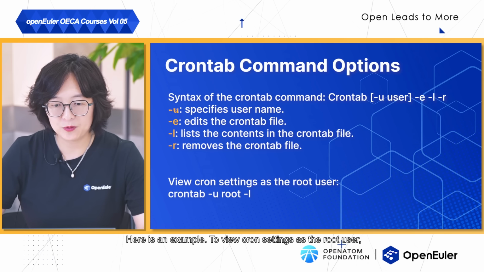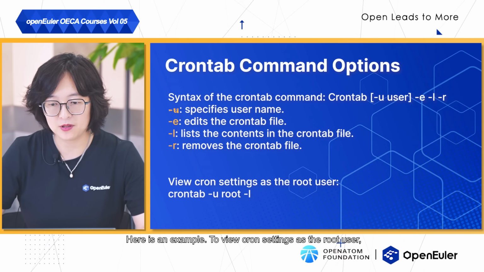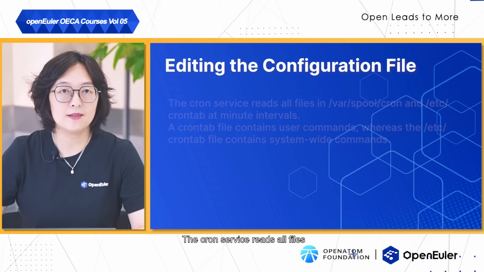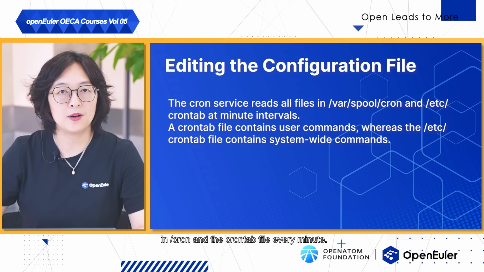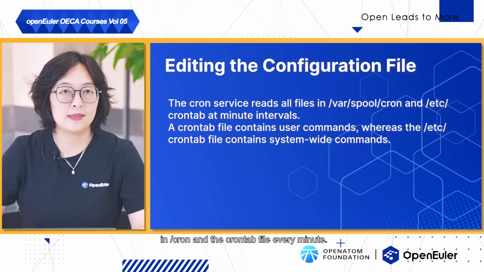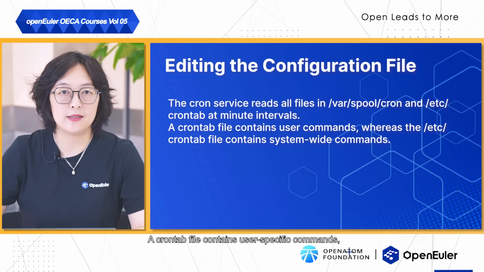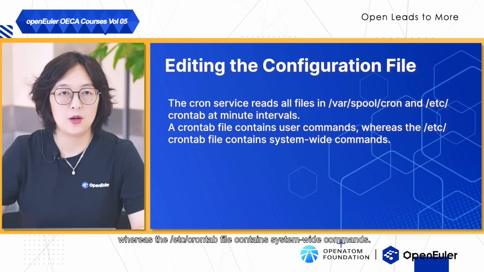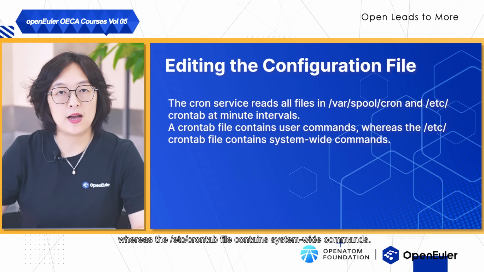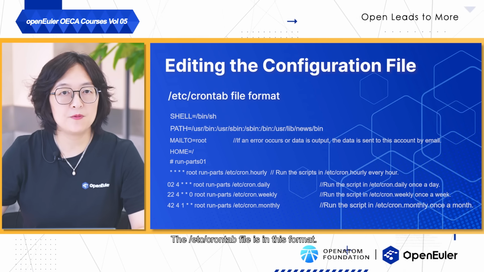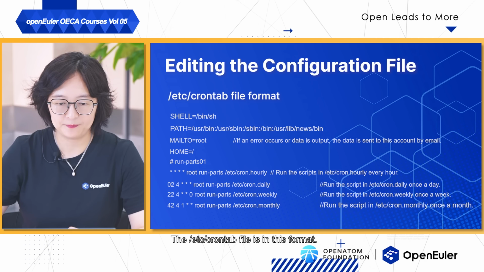Here's an example. To view cron settings of the root user, run crontab -u root -l. The cron service reads all files in cron and the crontab file every minute. A crontab file contains user-specific commands, whereas the crontab file contains system-wide commands. The crontab file is in this format.